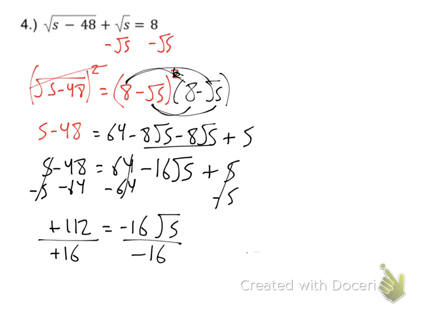That makes it a lot easier. These are gone. So square root of s is equal to... What's 112 divided by 16? A couple calculators finally coming out. 7. Now I isolated. Now I can get rid of the square root by squaring both sides. And that means s is equal to 49.